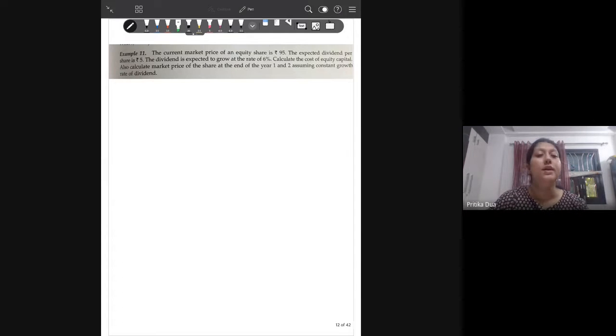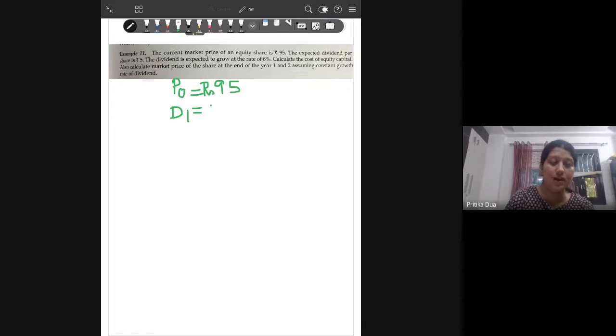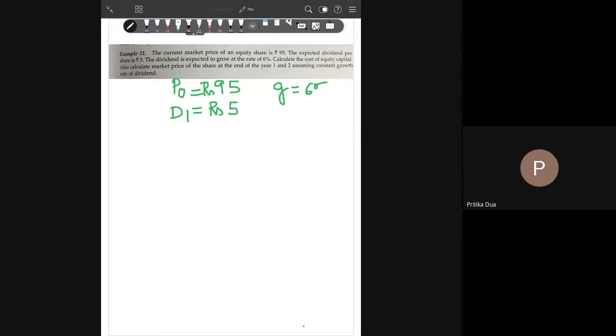The current market price of an equity share is rupees 95. The expected dividend is rupees 5. So this is D1 that is given to you, and the dividend is expected to grow at the rate of 6%. Calculate the cost of equity capital.